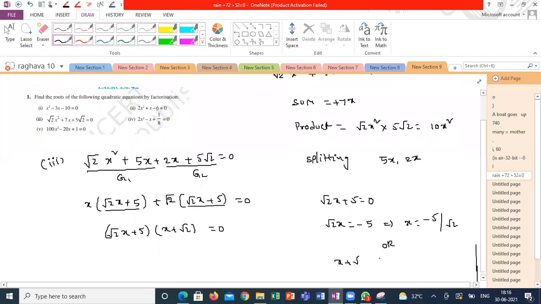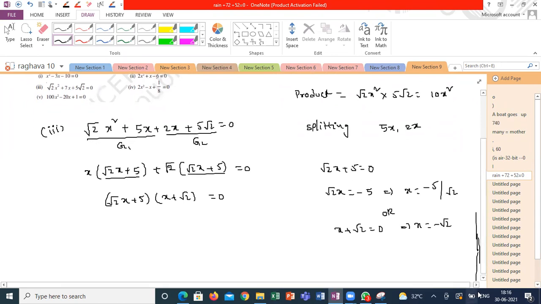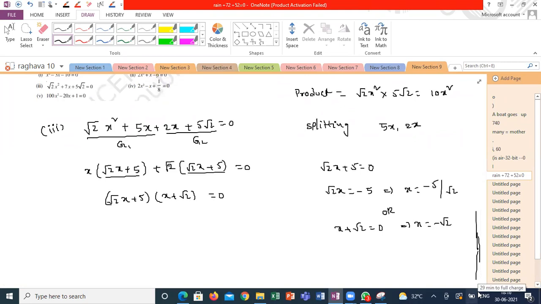x plus root 2 is equal to 0. So x is equal to minus root 2. So the roots of the equation, or the solutions of the equation, are minus 5 by root 2 comma minus root 2. Even though it is showing roots, it doesn't give any hectic process. It's simple, only the thing is you should not get any fear, and straight away you have to look whether it is in standard form or not. If it is not in standard form, convert into standard form and proceed to the basic algorithm of procedure.